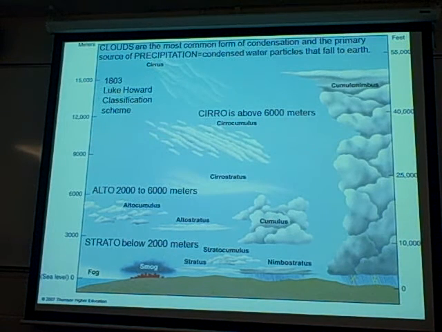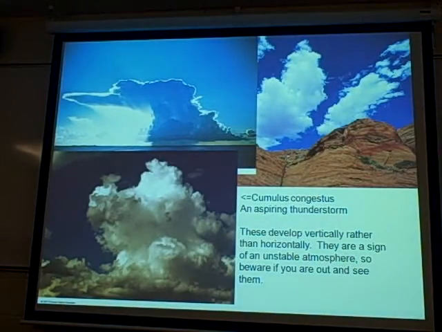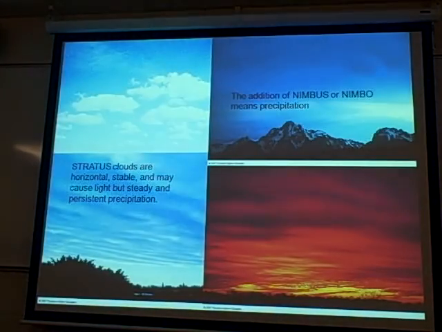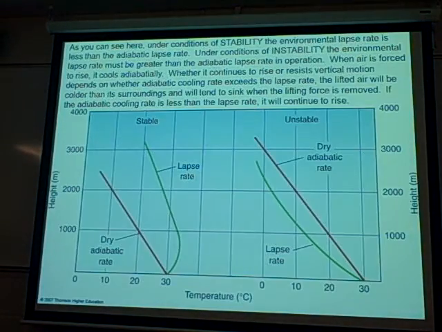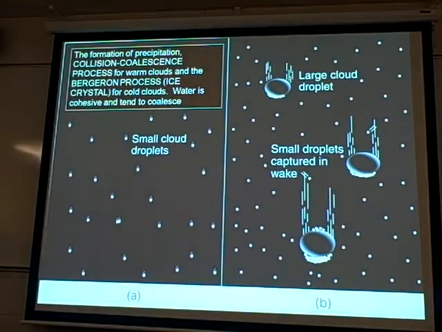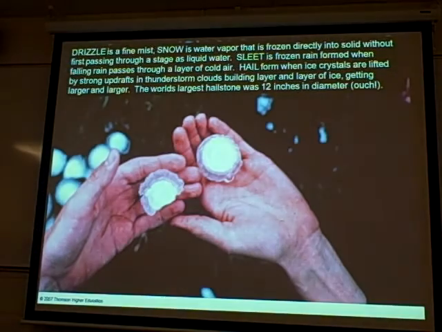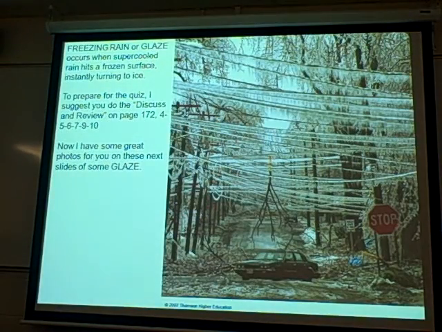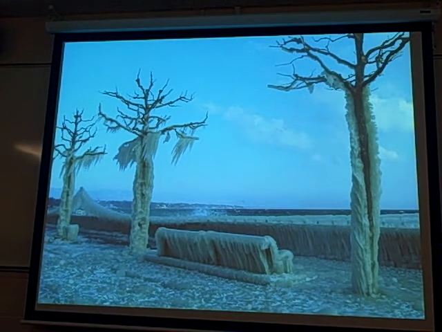Read about all the definitions of clouds. I'm more interested in general, cirro, alto, strato, rather than knowing every single type of cloud in the world. But read up on these. This is more stuff that you can read. Definitions, all the different types of rain and snow. There's tons of these.